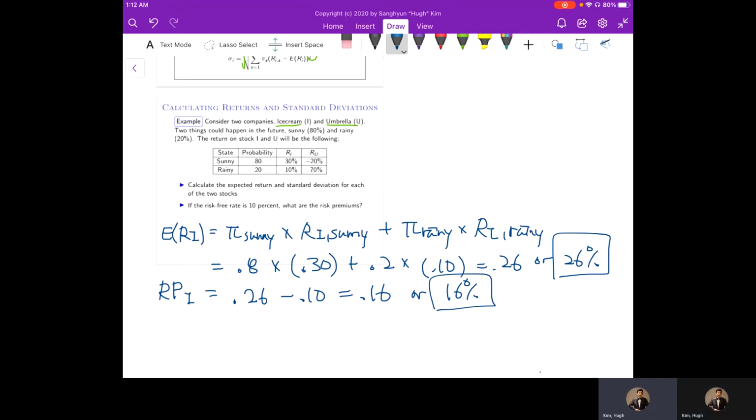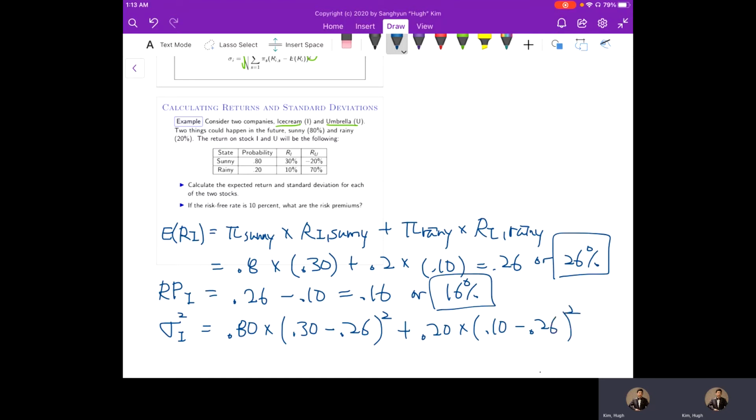How about standard deviation? Well, we have to first compute the variance. So the variance of the ice cream company, which we denote by sigma squared, is the probability of it being sunny, which is 0.80, times the squared deviation from the expected return, so 0.30 minus 0.26 squared, plus the probability of it being rainy, 0.20, times the squared deviation of returns from the expected return, which is 0.10 minus 0.26 squared.